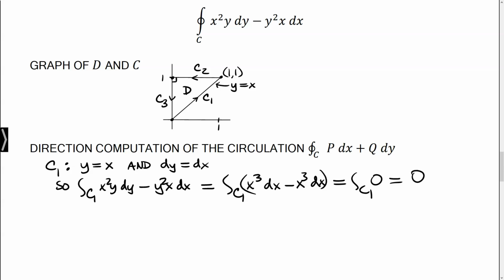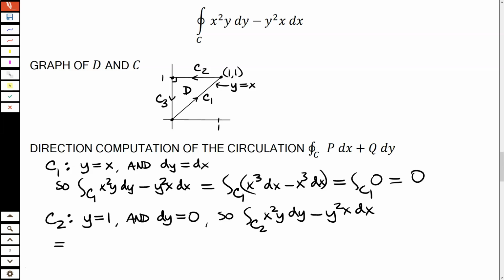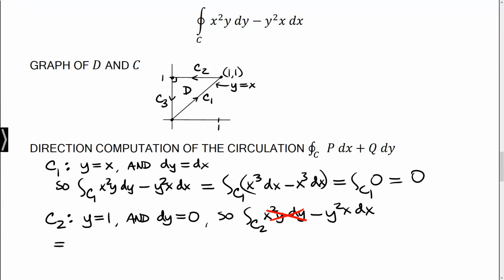So that's C1. Let's see, what about C2? Well, along C2, y is equal to 1, and dy is equal to 0, since y is constant. So that means the integral along C2 of x squared y dy minus y squared x dx is equal to, now we have to be careful here. Since dy is 0, all of this is going to go away. And since y is 1, y squared goes away. So really, we're just integrating minus x dx. Now, x goes from 1 to 0. So we're going in the negative direction. So I can set that up as an ordinary integral from 0 to 1 if I just change the sign.